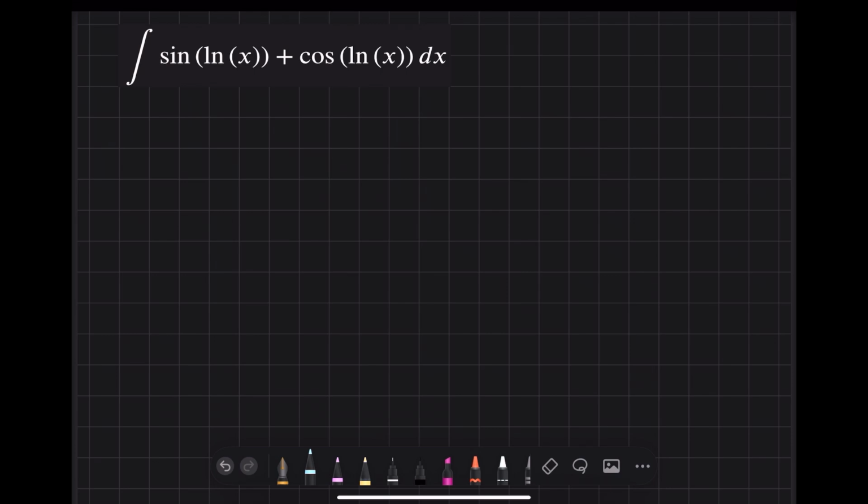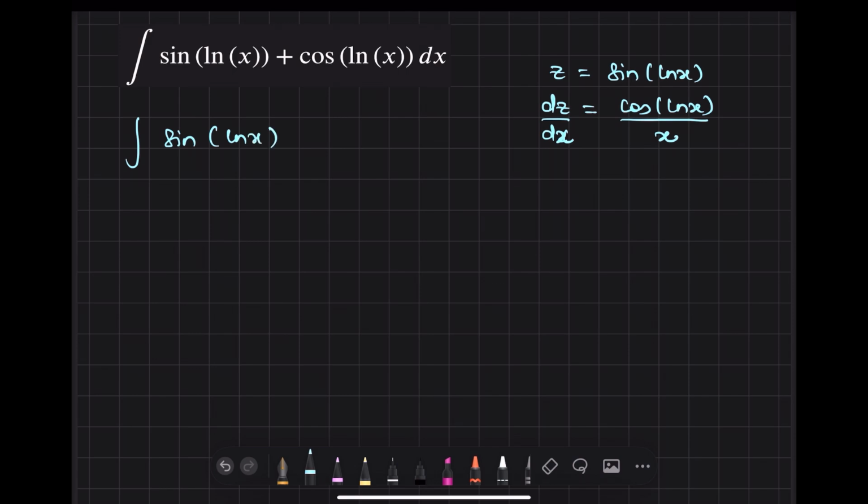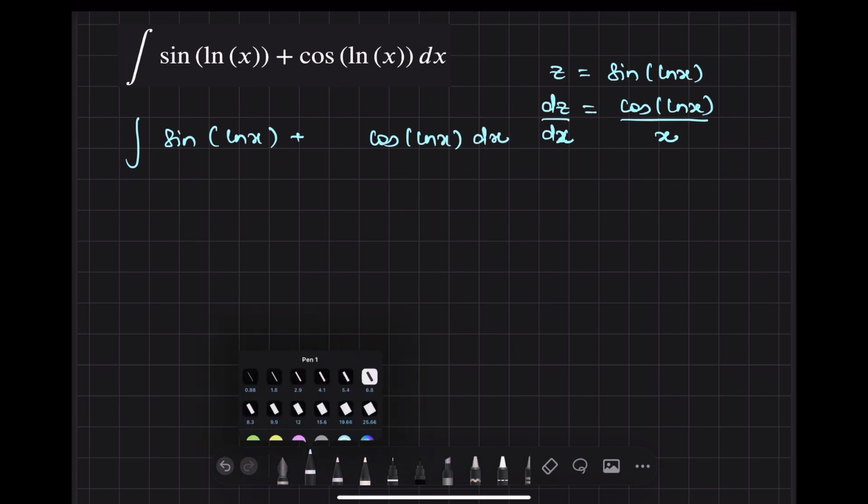So what I will suggest you guys, just for time being, consider sine ln x as z. Now go with the differentiation. So dz by dx will become cos of ln x, and then differentiation of ln x is 1 by x. Now 100% means if you will differentiate sine ln x, you will have some part of cos ln x, but that x is missing, correct? So what you have to do, you have to create x. So if you don't mind, look at this. Sine ln x plus cos ln x dx.